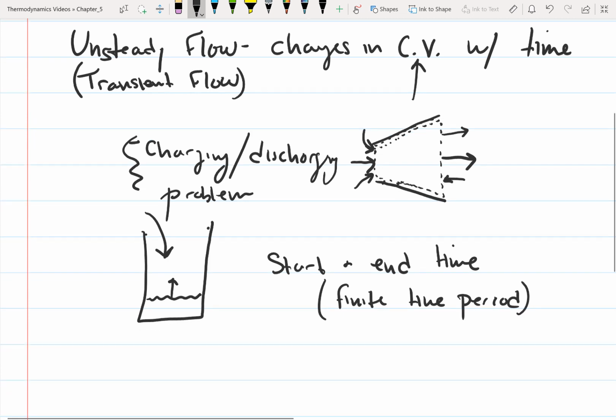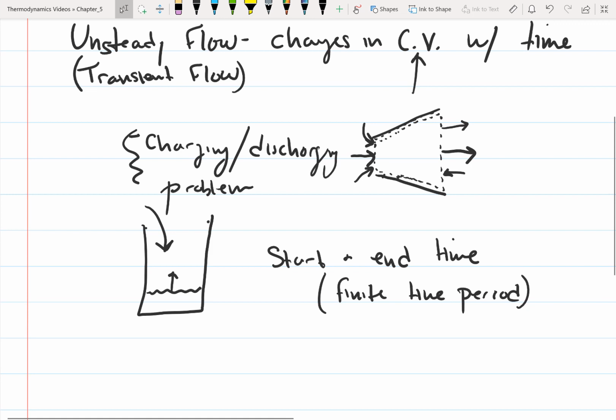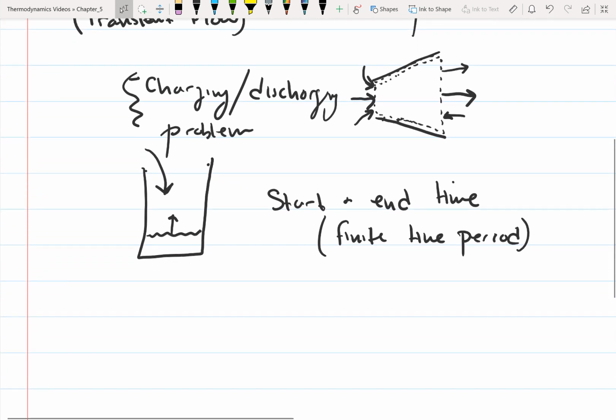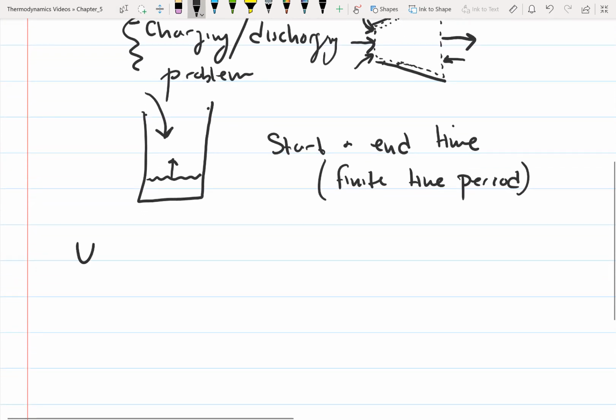And we didn't have that with the steady flow processes, because if the steady flow is not changing with time, it doesn't really matter how much time it is. One thing with these unsteady flow problems is they can be really difficult to analyze, because the properties can change at the inlets and exits during the process.